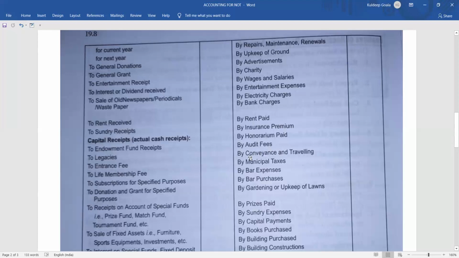Then coming to the next one, by convenience and traveling. That is the traveling charges. By municipal tax, if your organization is under a municipal area, you have to pay certain tax. So that will be municipal tax. By bar expenses or bar purchases refers to the hard drinks that a club organization generally arranges. They generally have that type of program.